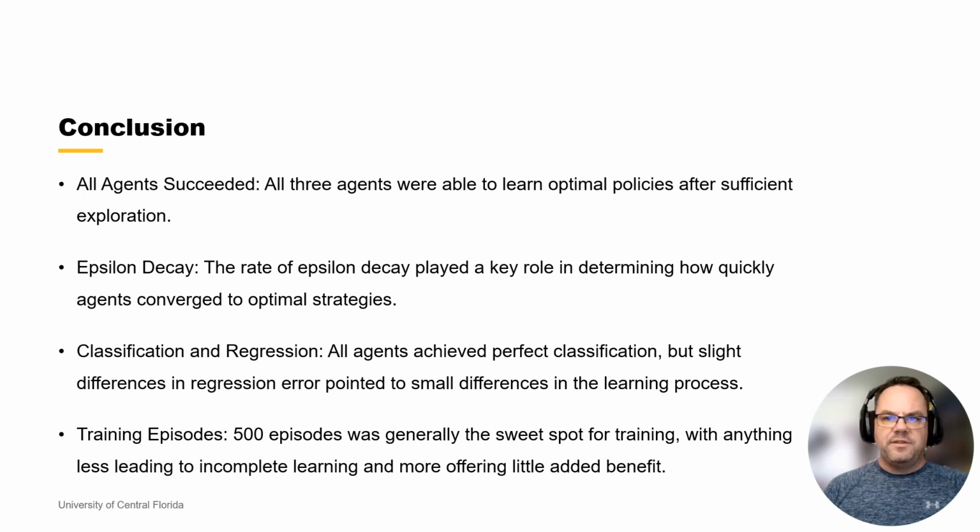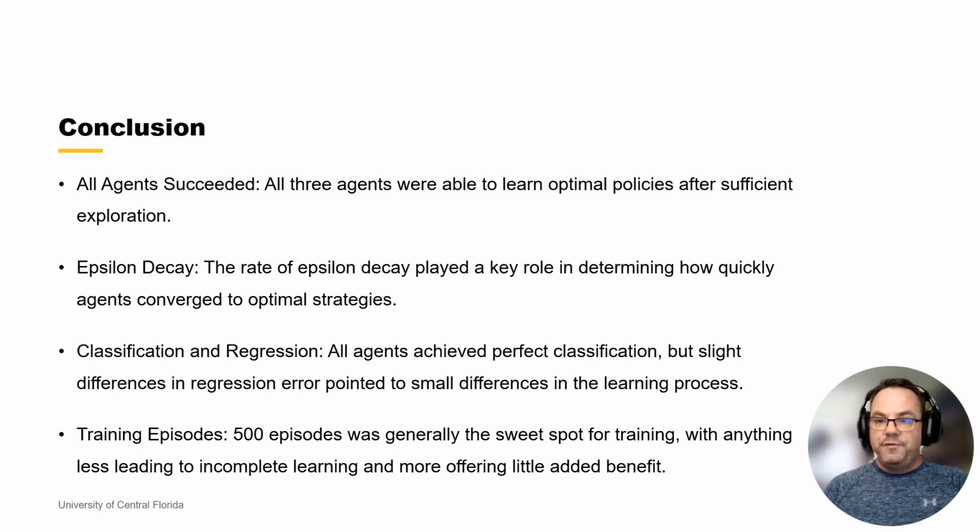All right, everybody's favorite slide, conclusion. So all three agents succeeded in learning the optimal policy in the frozen lake environment, especially after 500 episodes. The epsilon decay rate played a key factor in how quickly each agent converged to an optimal solution, with the greedy epsilon agent converging the fastest, if it found solutions early on.